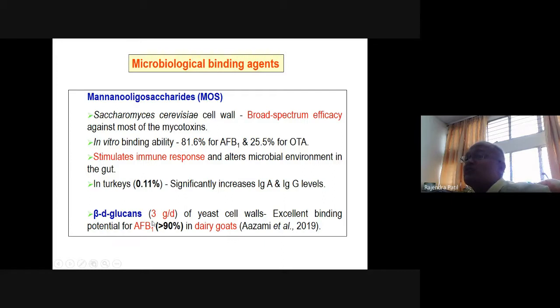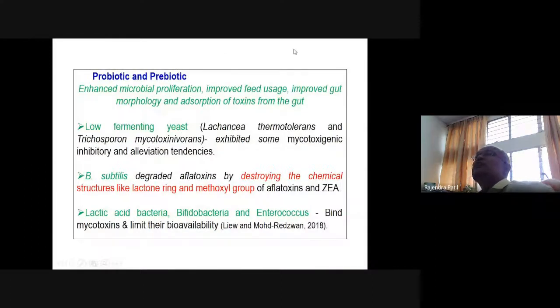Then beta-D-glucans of the yeast cell wall. A recent report of Azami suggested that 3 grams per day of beta-D-glucans from the yeast cell wall has excellent binding potential for aflatoxin B1, and can bind more than 90% in dairy goats. Then probiotics and prebiotics.